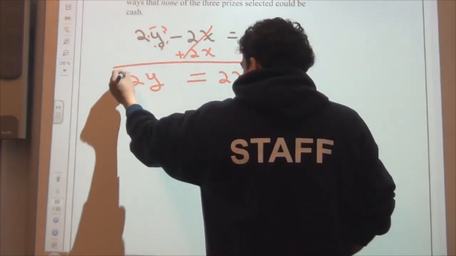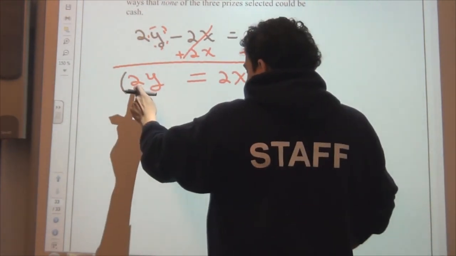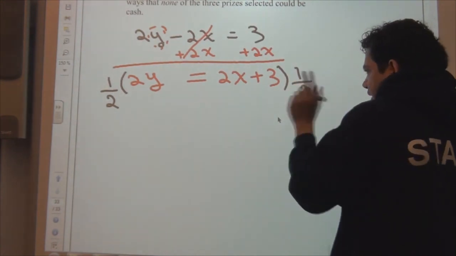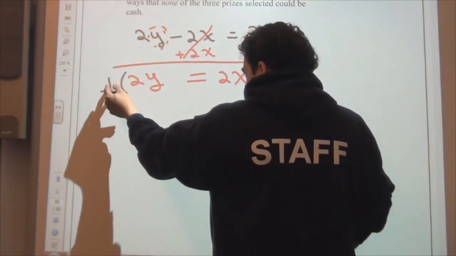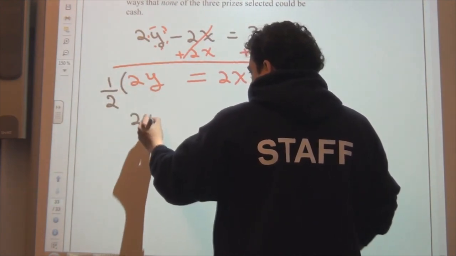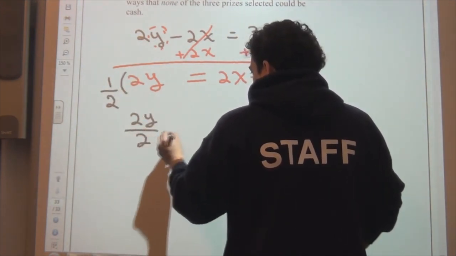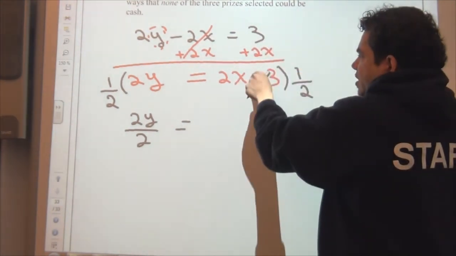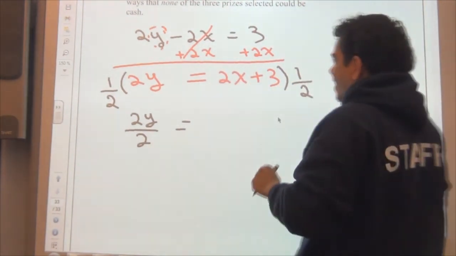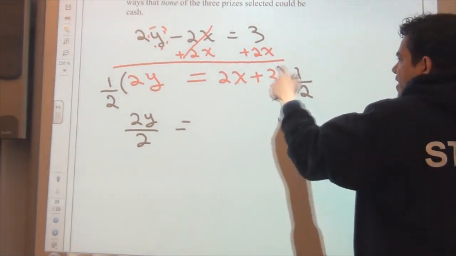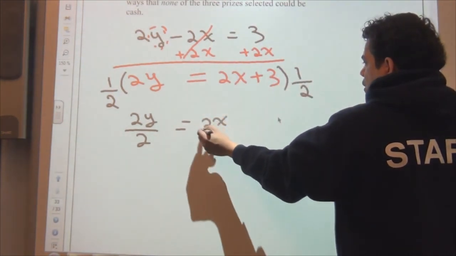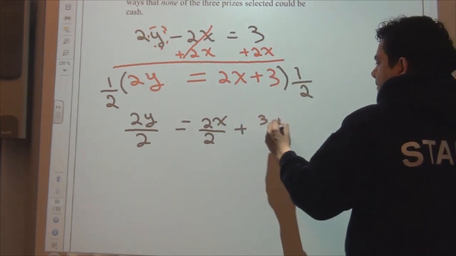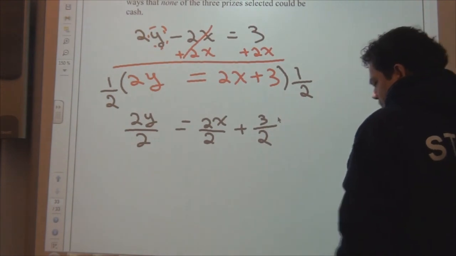Alright. What is the multiplicative inverse of 2? Alright. 2y times 1 over 2 is 2y over 2. Now here, 2x, remember, now you are using the distributive property. Ah, you like that, right? Well, 2x times 1 over 2 is 2x over 2 plus 3 times 1 over 2 is 3 over 2.